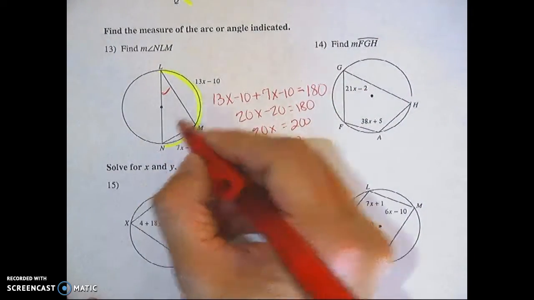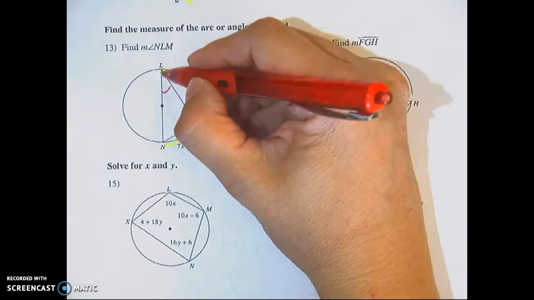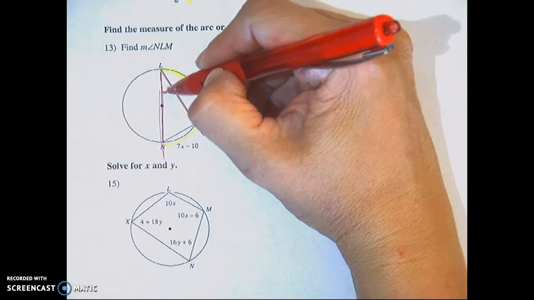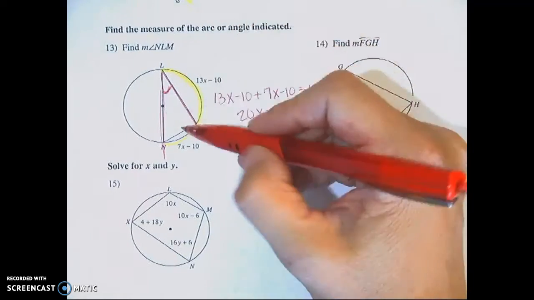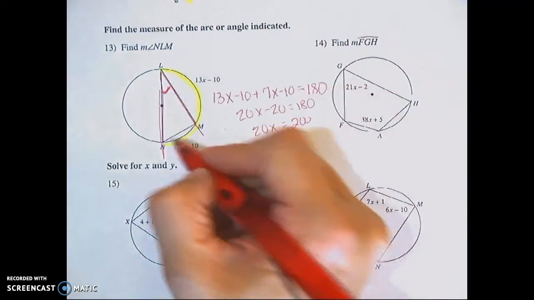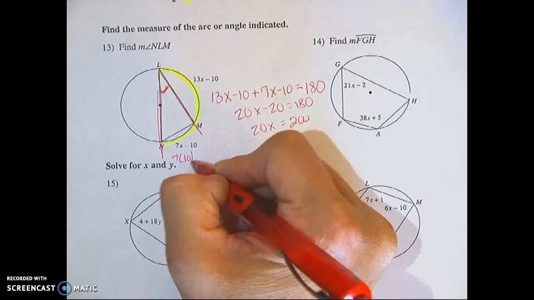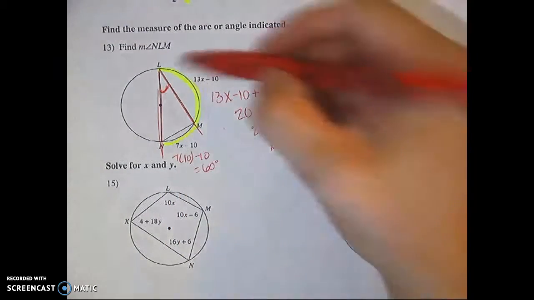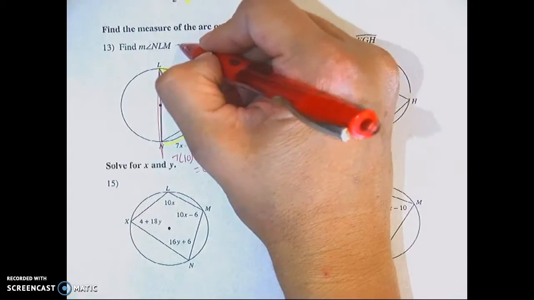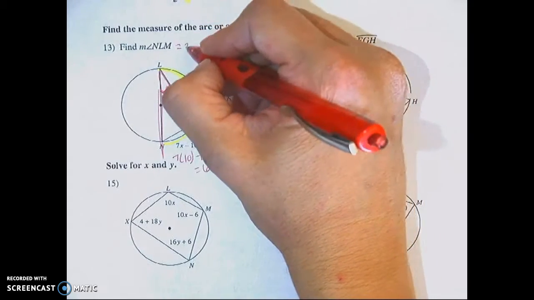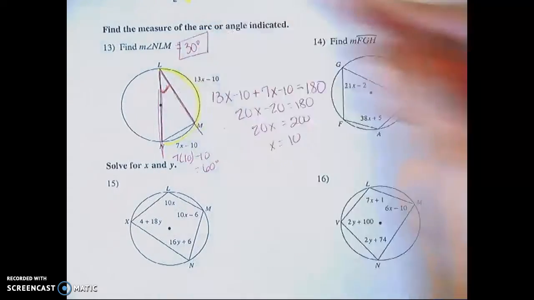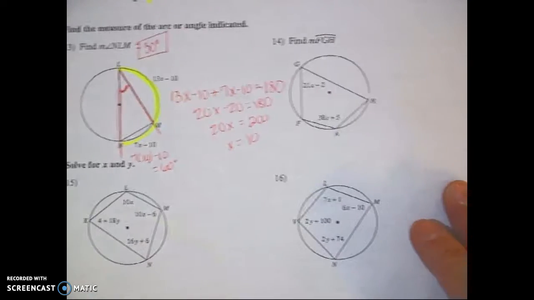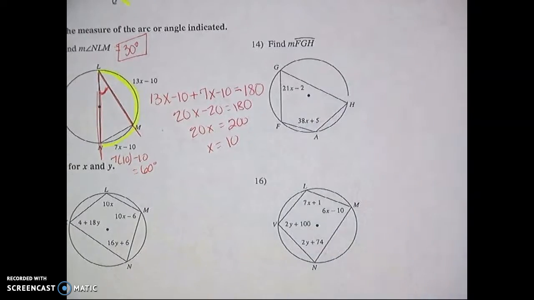I'm going to plug that into this arc. Remember that I'm looking for this angle measure for the NLM. So I'm looking for this angle right here. So if I look at the intercepted arc, which is 7x minus 10, I'm going to plug that in. 7 times 10 minus 10, which is 60 degrees. The angle is half of that, so the angle measure for NLM is 30 degrees because it's half of its intercepted arc. You would do something similar with number 14.